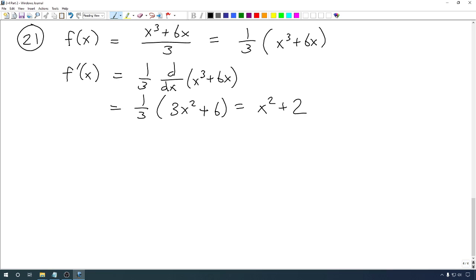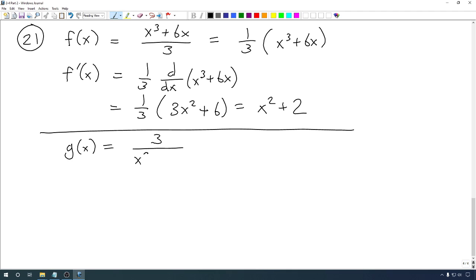Note, however, that this only works so nicely because the constant is on the bottom. If we look at a very similar function, say g of x, which is just this upside down, we put 3 over x cubed plus 6x, we can't do that anymore. This is not just a constant times some polynomial. We actually do need to use the quotient rule in this one.